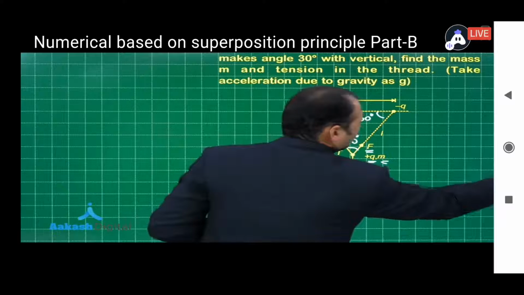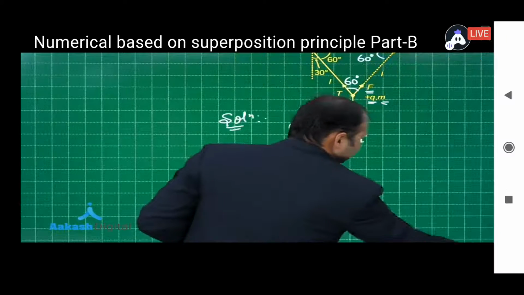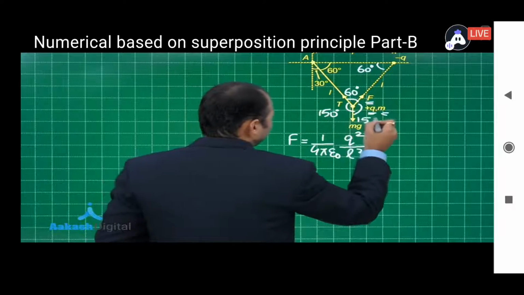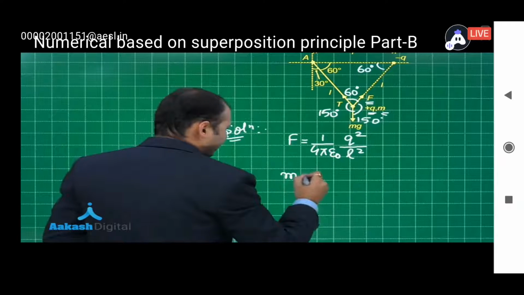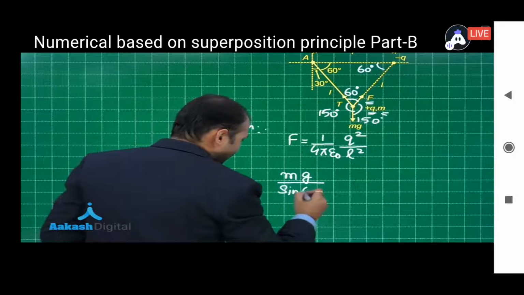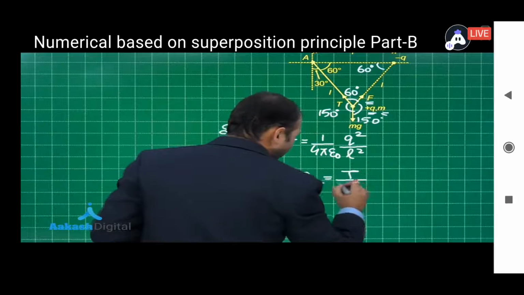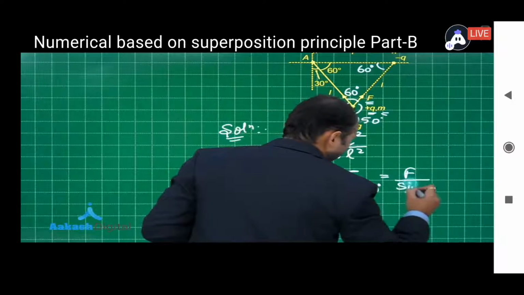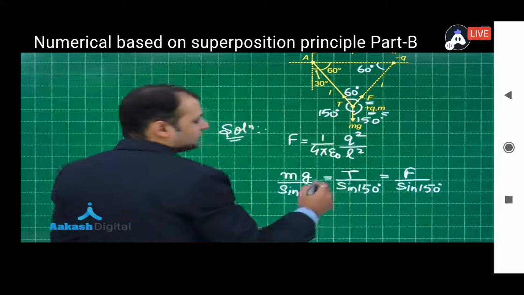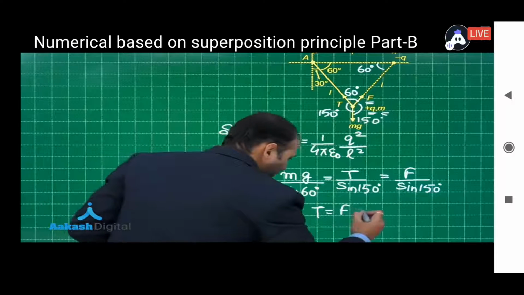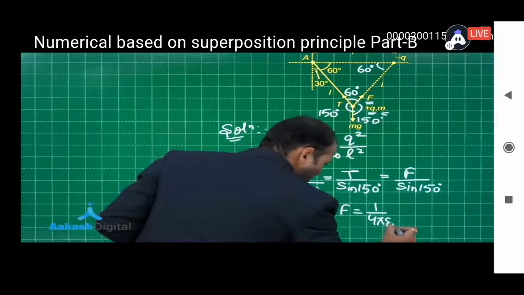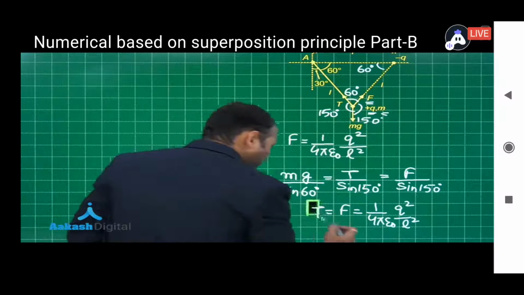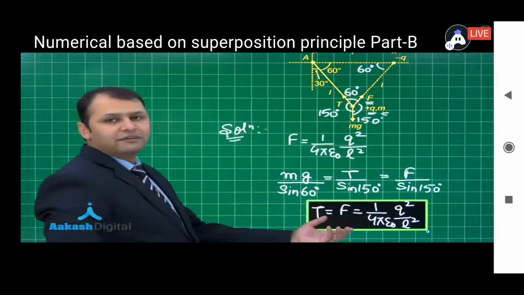And then, if you want to talk about the tension, so first of all, understand this one, that this is 60 degree, this would be 150 degree, and this would be 150 degree, right? By Lami's theorem, I can write mg upon sine 60 that would be equal to T upon sine 150, and that is equals to F by sine 150, right? By this equation, I can say T is equals to F, that is equals to 1 upon 4 pi epsilon naught q square by L square. So I hope you have understood this portion very well, that why we came to this conclusion.